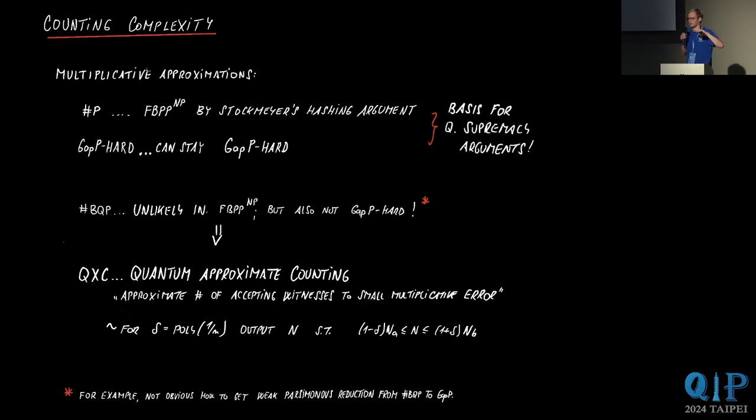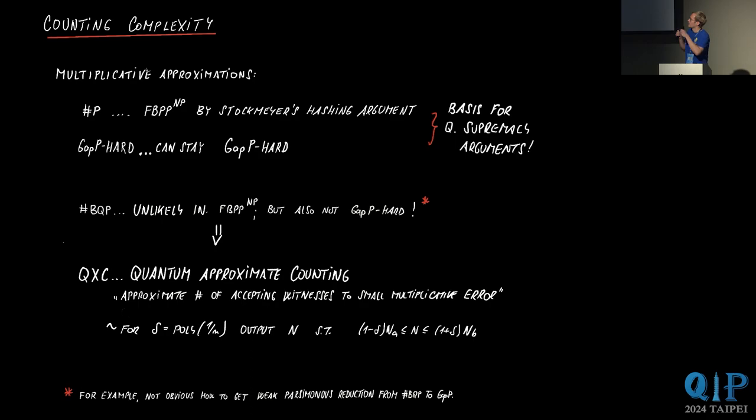in a weaker class, or at least conjectured to be weaker, called FBPP with NP oracle, that goes by Stockmeyer's counting argument. But in contrast to that, if I give you a function that is GapP-hard and I ask you to find its multiplicative approximation, it will stay GapP-hard.